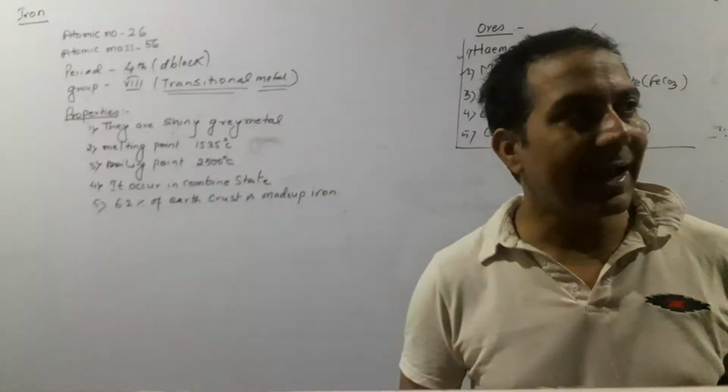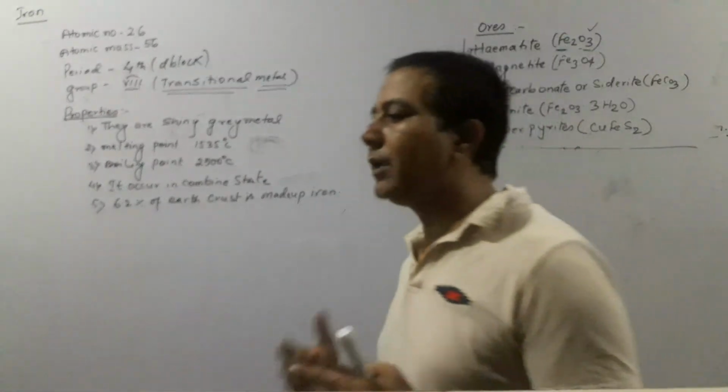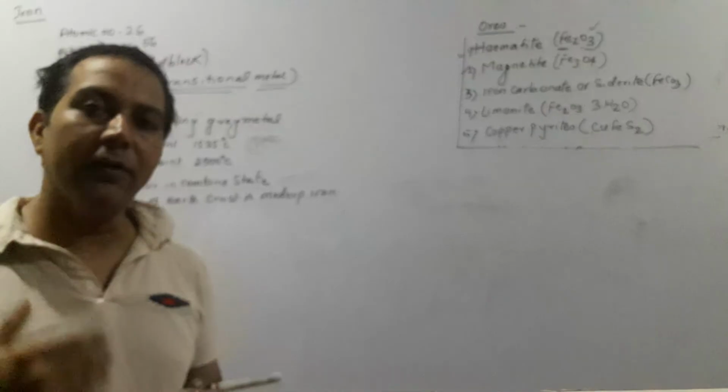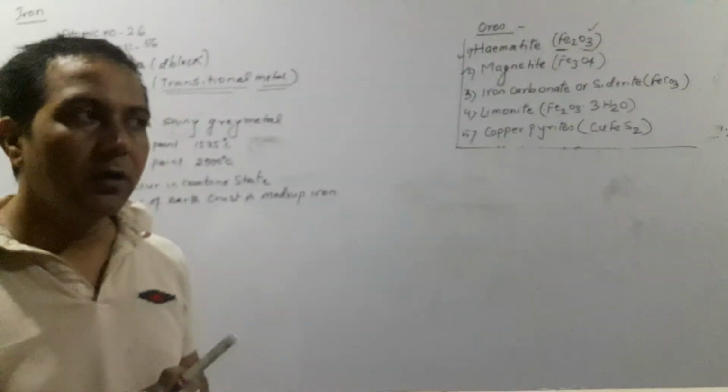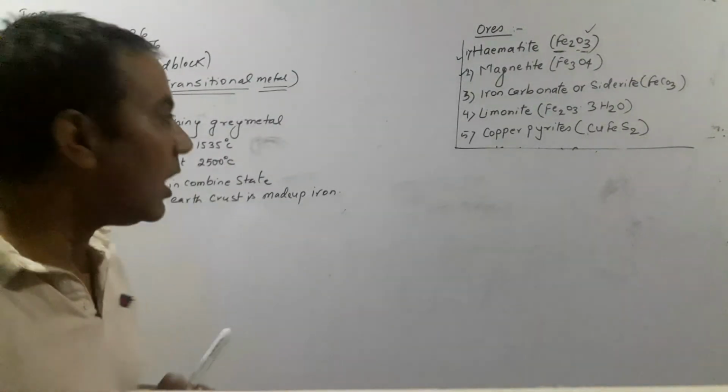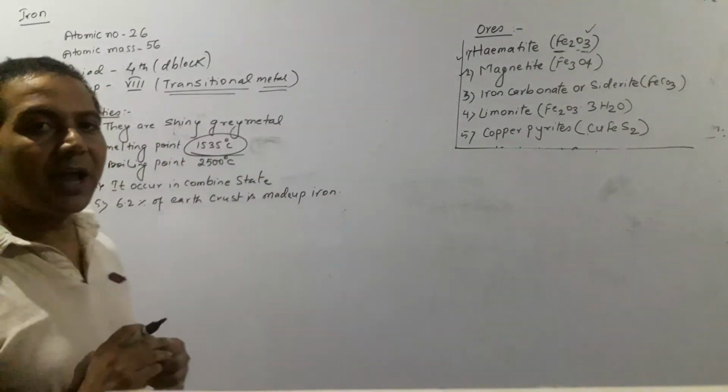They are solid and hard in structure, as are the general properties of metals, and they are shining grey metals. Then if we see the melting point, it will melt when you increase the heat up to 1600 degrees Celsius or above. Why? Because the melting point of iron is 1535 degrees Celsius.